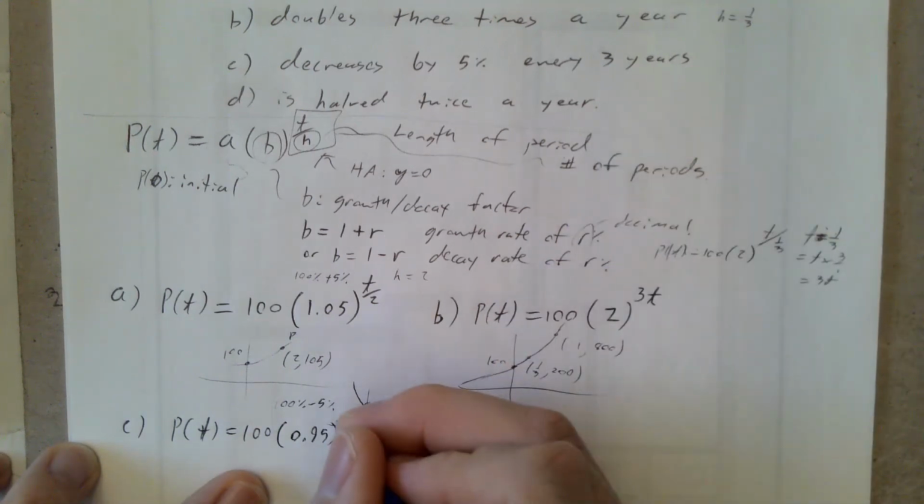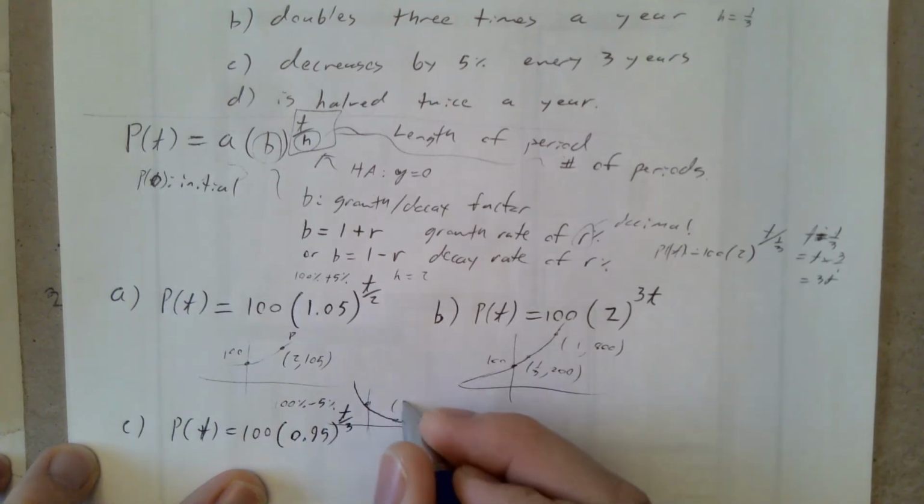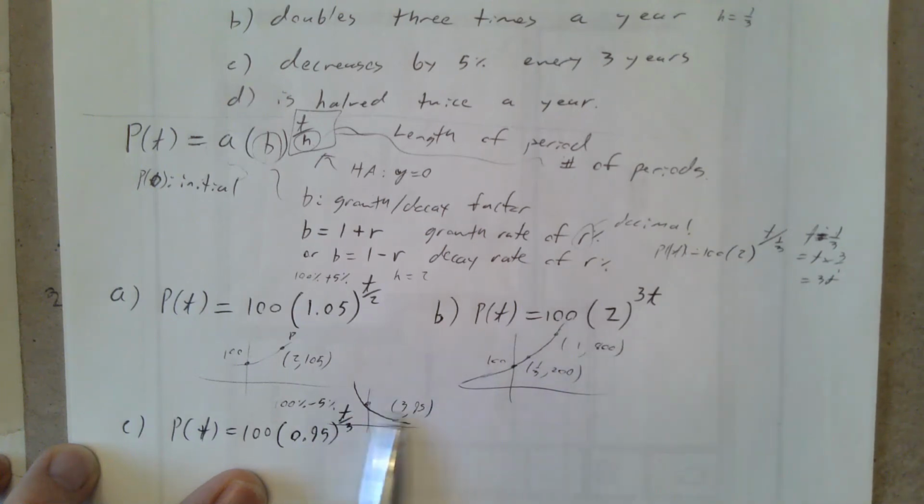Every 3 years, well, let's do t divided by 3 and make sure that it takes 3 years to go by. So I should be passing through 3, 95, I guess. That's a horizontal stretch by 3. That'd do it.